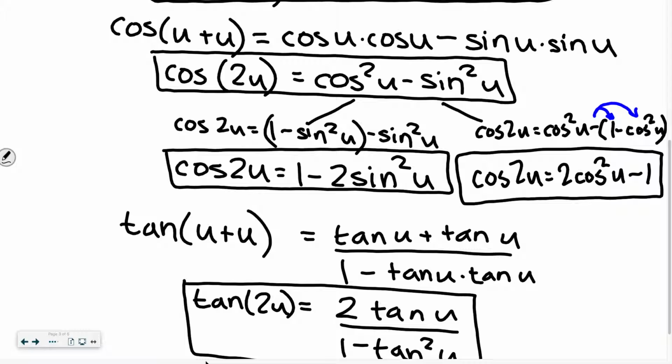Cosine squared minus sine squared? 1 minus 2 sine squared? Or 2 cosine squared minus 1? The last one. Because then, if I make that substitution, everything will be in terms of cosines. And ours looks like what on the next slide? Cosine 2x. So that means that u is equal to x. So we're just going to do 2 cosine squared x minus 1. Okay, so let's make that substitution.